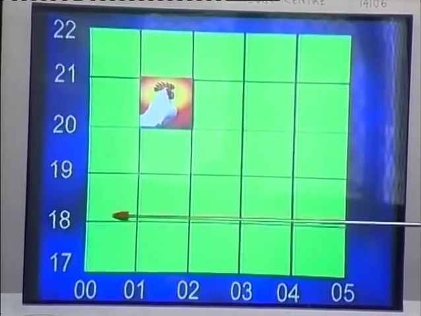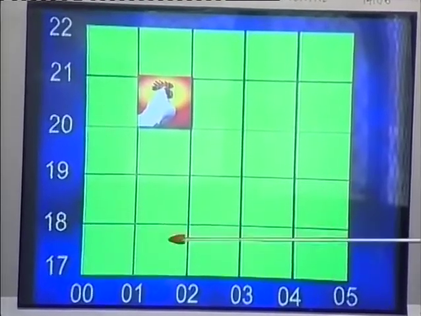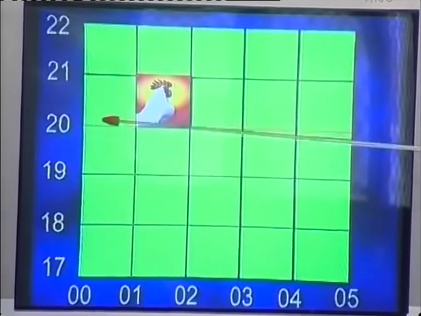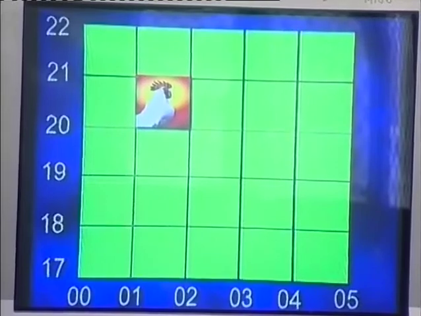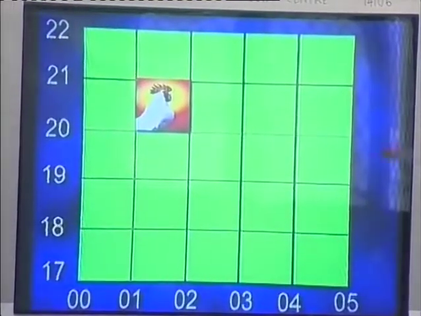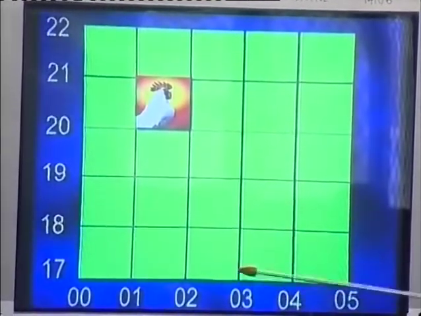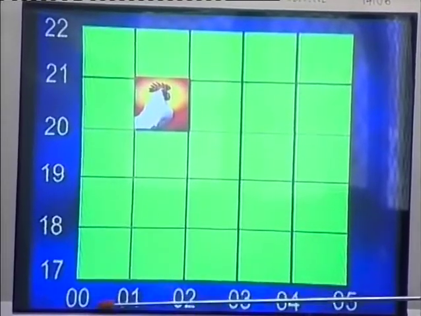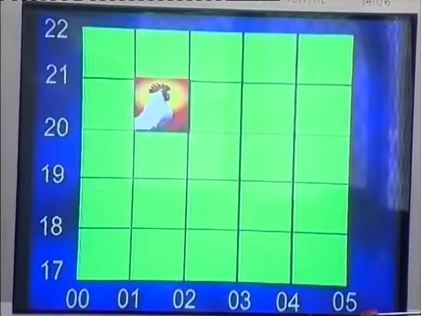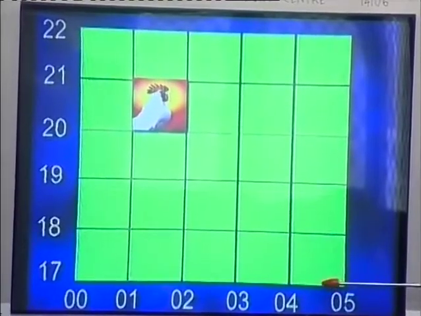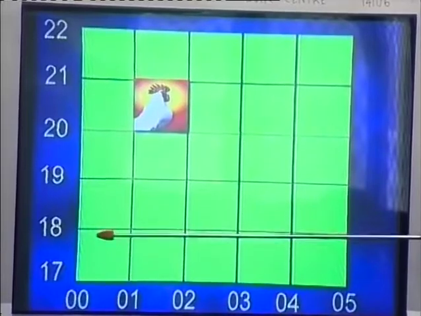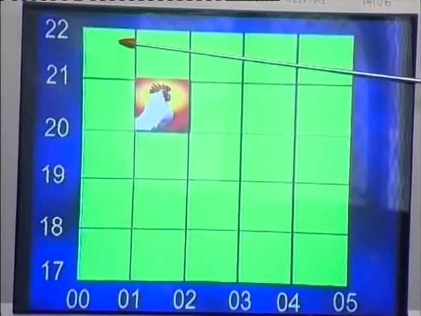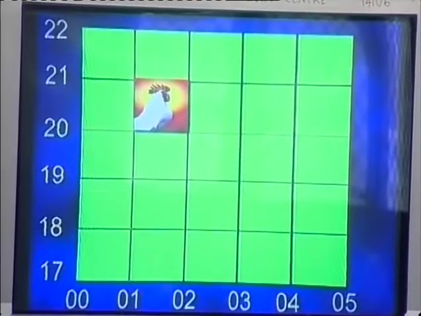Northings are these lines that are going across. They are numbered from bottom to top: 17, 18, 19, 20 to 22. All right, 8Cs, receiving students, do you understand? Okay, I'll go through again. These lines numbered 00, 01 to 05 are eastings. These lines numbered from 17 to 22 are known as northings.